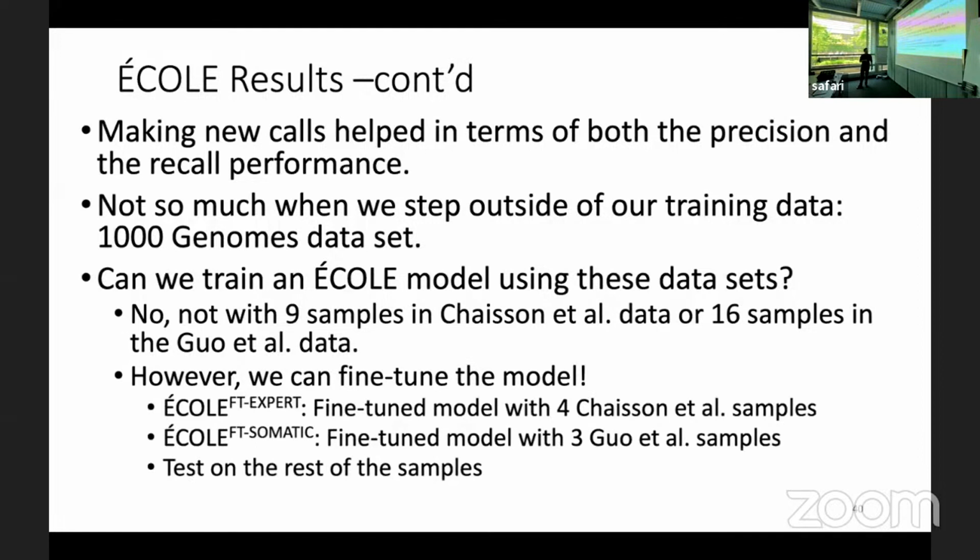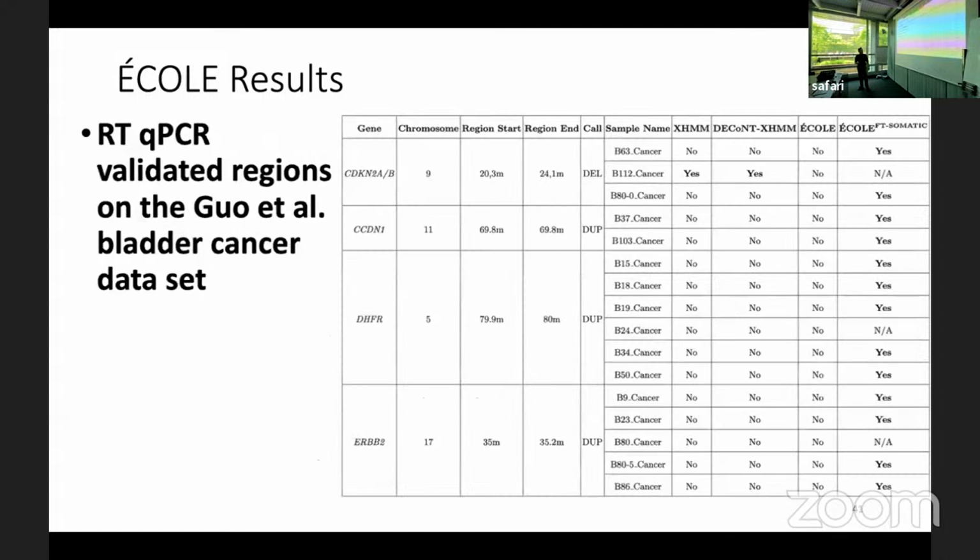So what we do is we have a new model called call fine-tuned expert. We had 9 samples from the human expert. Just fine-tune it with 4 samples and test on the remaining 4 or 5. And similarly, train with 3 samples of the cancer data set, have this somatic version, and test with the rest of them. And let's see how the results change.